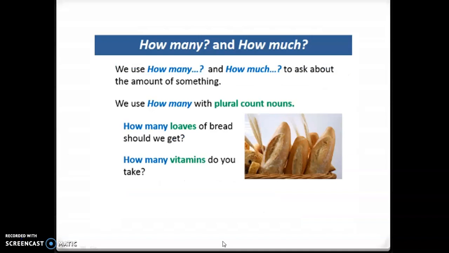So now let's take a look at how to use how many and how much. We use how many and how much to ask about the amount of something. We use how many with plural count nouns. For example, how many loaves of bread should we get? Here you can see loaves is the plural count noun. How many vitamins do you take?